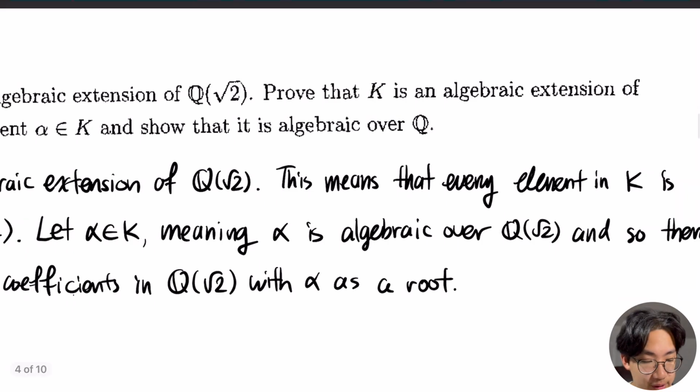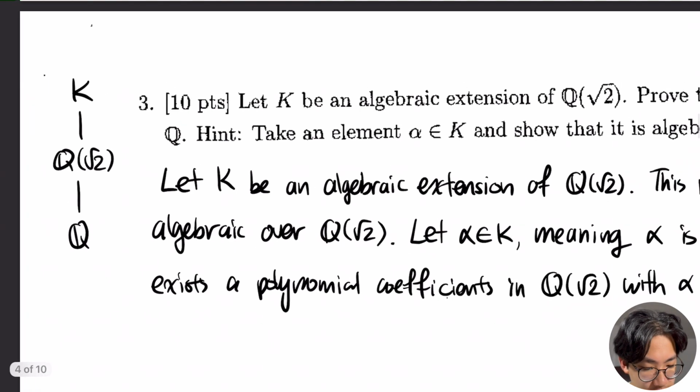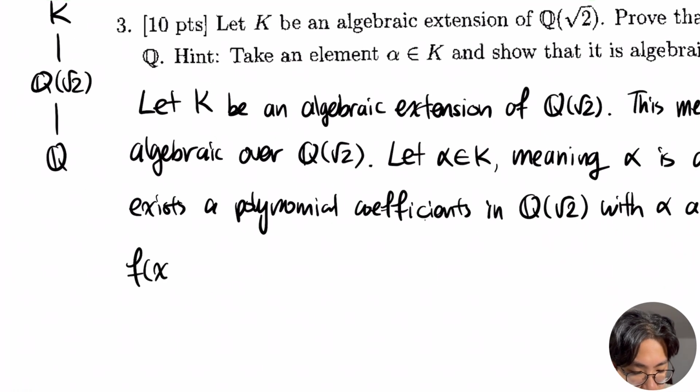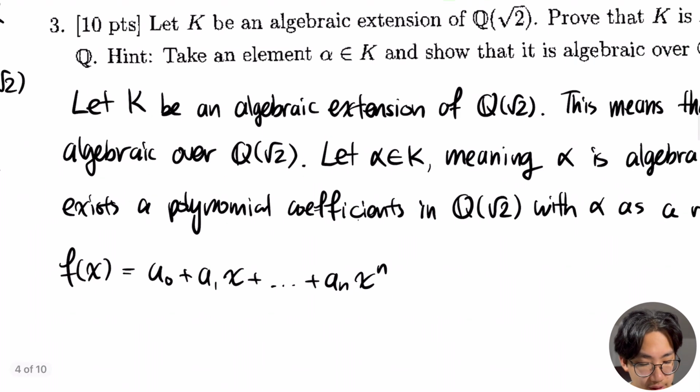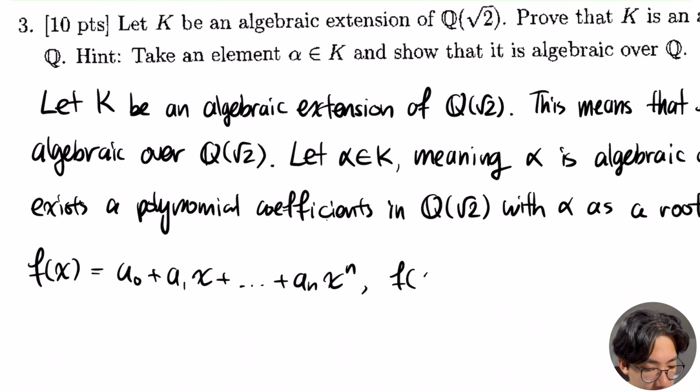So let's call this polynomial f of x. Let's do it here. So let's say it's f of x. And we can write it as a generic polynomial, so a0 plus a1x all the way to an x to the n. And again, because alpha is indeed a root of this polynomial, we have that f of alpha must equal 0.